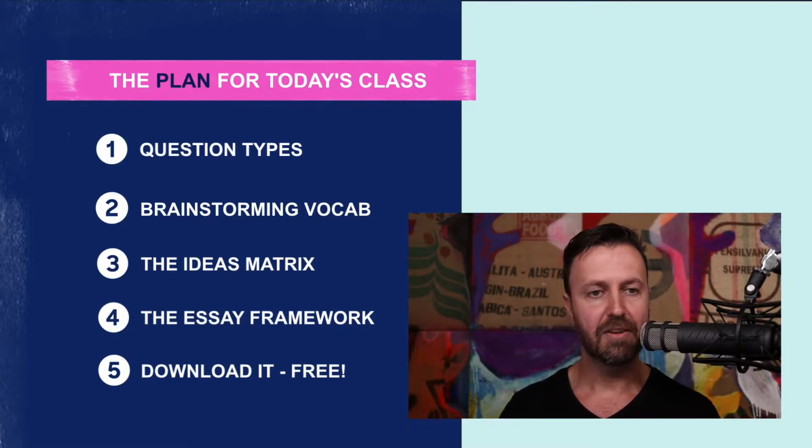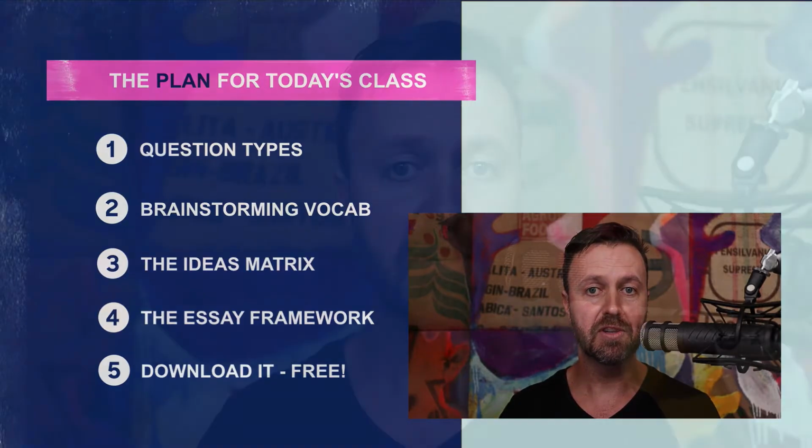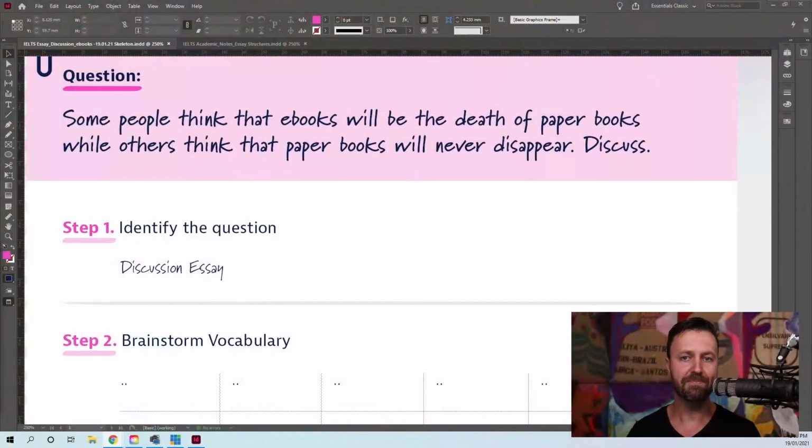All right, so let's go straight across to our document. Here we are. The essay we're going to be looking at today is a discussion essay. It says here, some people think that ebooks will be the death of paper books, while others think that paper books will never disappear. So we're talking about traditional books and e-readers and whether one will essentially destroy the other.